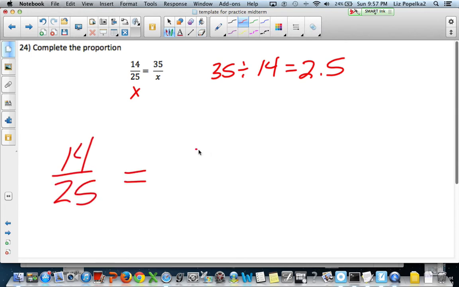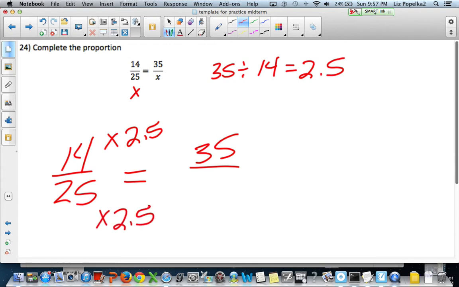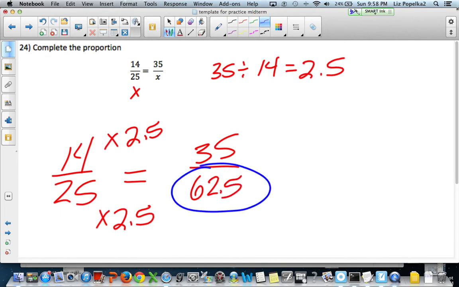Remember that a proportion is just like a fraction where you have to multiply the top and the bottom by the same number. So 35 divided by 14 gave me 2.5. That means that 14 times 2.5 is 35. So if I take that 25 and multiply that by 2.5, that'll give me my x, and it turns out that that is going to be 62.5. So 62.5 is my answer.